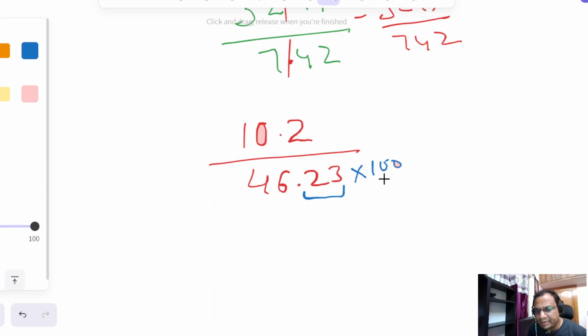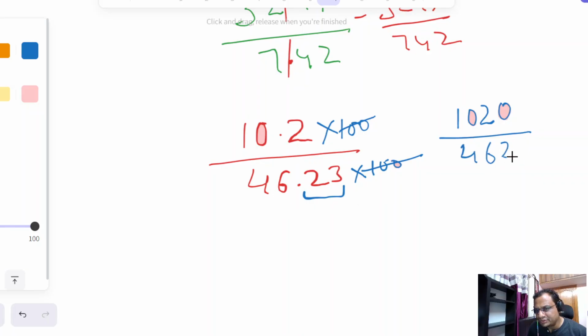The other thing you need to remember is, whatever you multiply with the denominator, multiply with the numerator. Very important. Basically, this cancels out. You're doing nothing. It should be just simplification, not amending the question, right? So 10.2, when you multiply by 100, becomes 1020 divided by 4623.